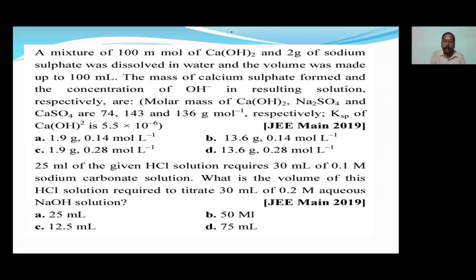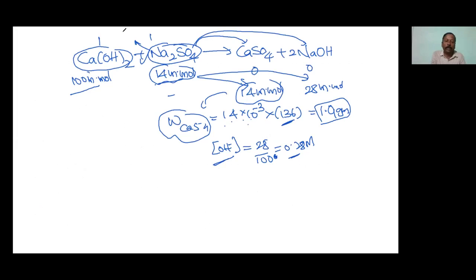And 100 milliliter. So 14 millimoles I got by dividing the 2 gram by the molecular mass. And the other is already given as 100 millimoles. So this is limiting, and the product will be as per the limiting. So the molarity of the NaOH will be 28 millimoles divided by the volume, given as 100 milliliter. Millimoles per milliliter gives the molarity 0.28. So this answer is 0.28.